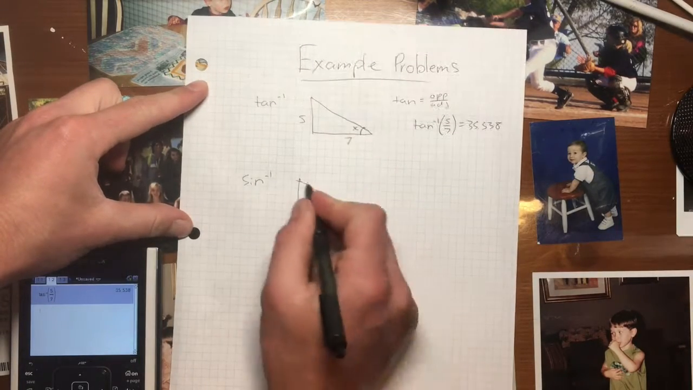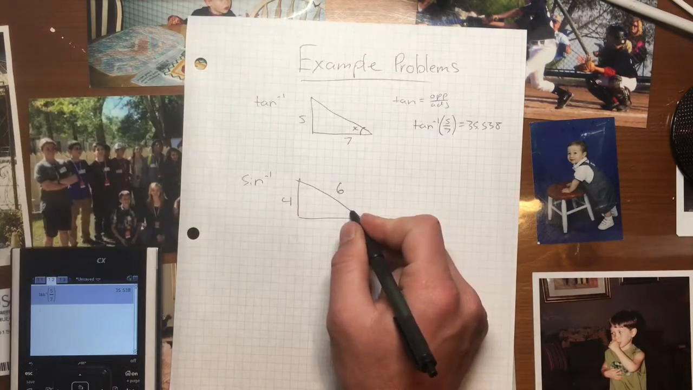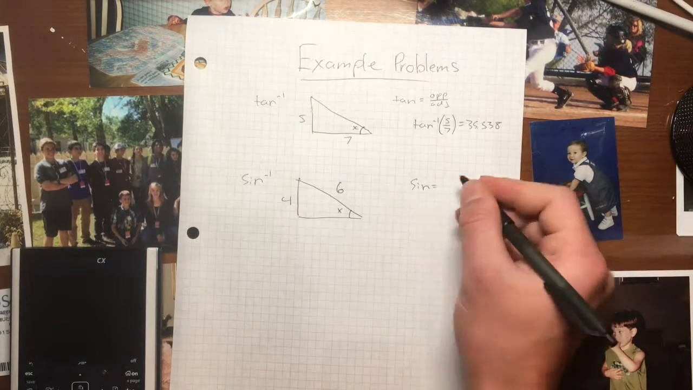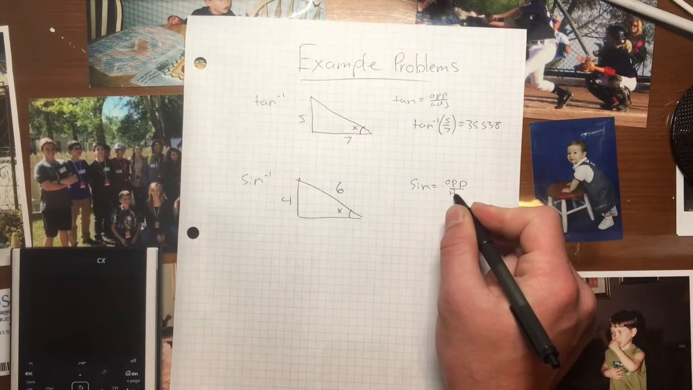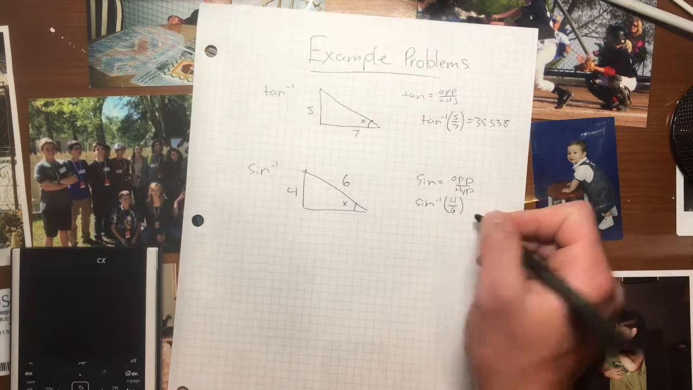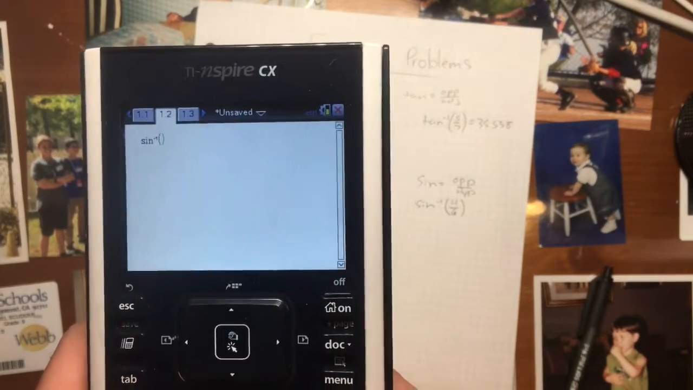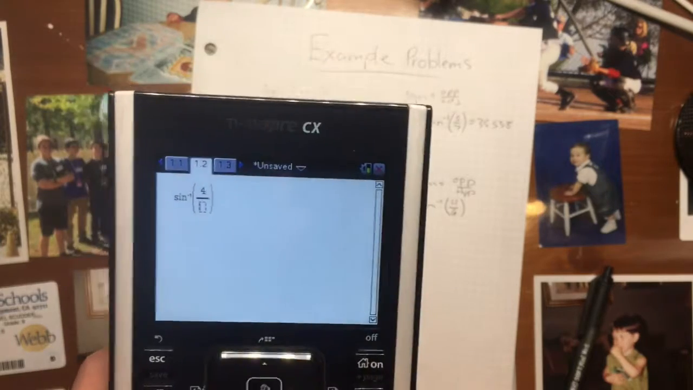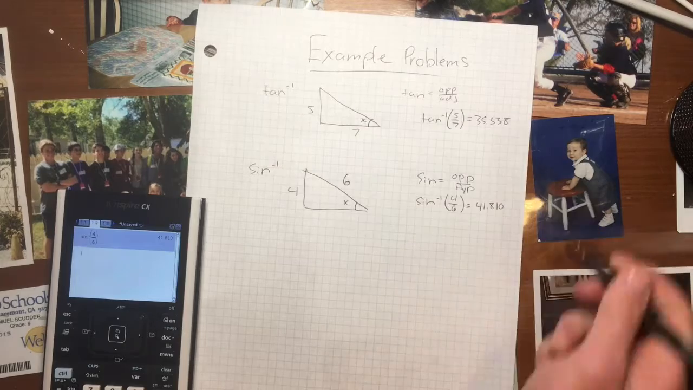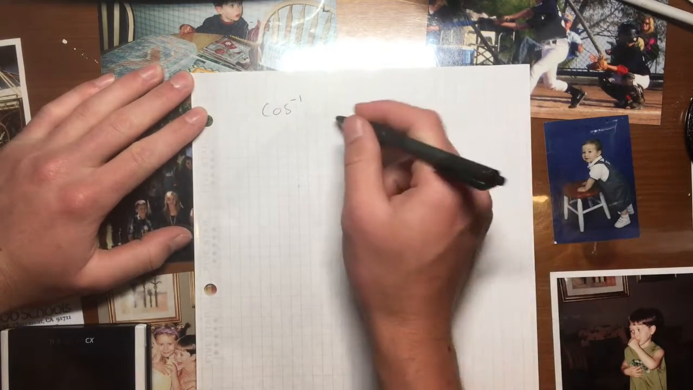Okay, let's move on to sine inverse. Let's draw out our triangle. On one side we have 4, and on the hypotenuse we have 6. Just like all the regular right triangle trig, sine is equal to opposite over hypotenuse. So sine inverse of 4 over 6, 4 being the opposite side to the angle, 6 being the hypotenuse of the triangle. Plug it into your calculator. You should get 41.810. That's the angle.